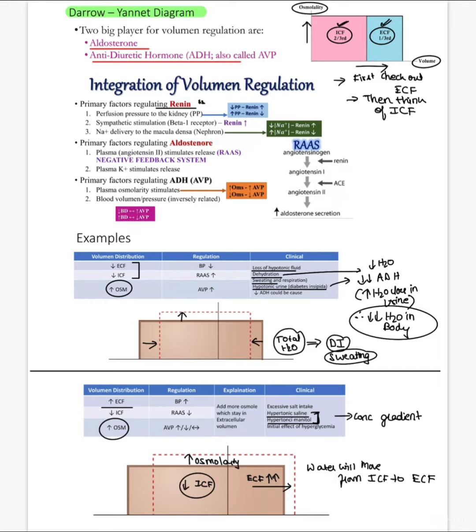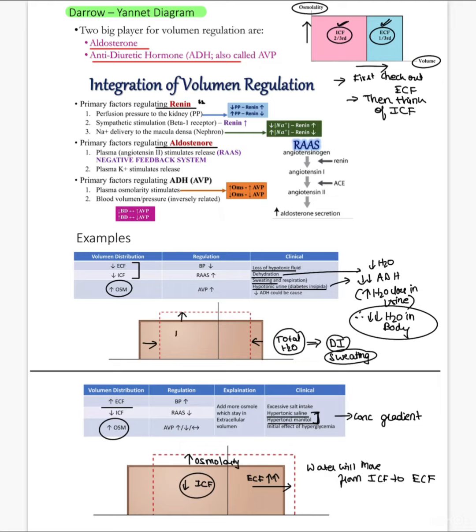Now see how volume regulation takes place. If there is decreased perfusion to the kidney, it will increase the renin, which will stimulate the renin-angiotensin system. Then the factors regulating aldosterone, guys, again important. And your ADH, how it acts, we already know, guys. Now we'll see an example of how the effect takes place, guys. That is important.